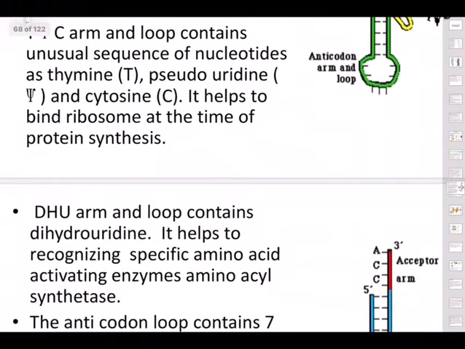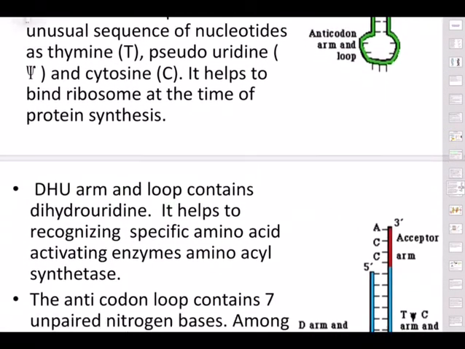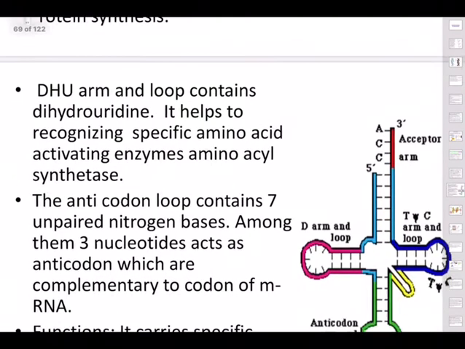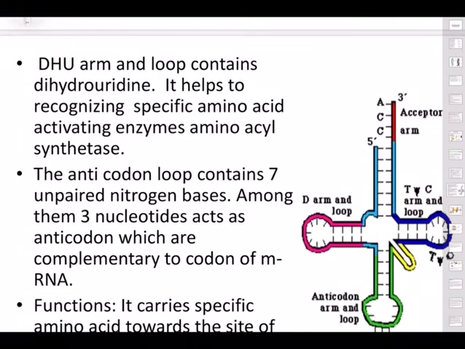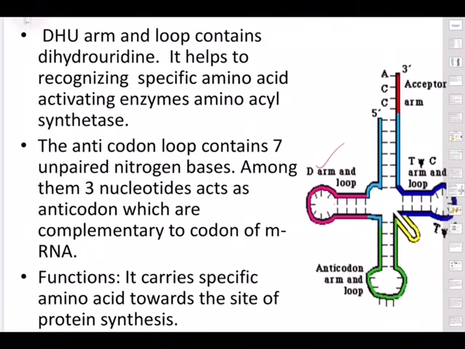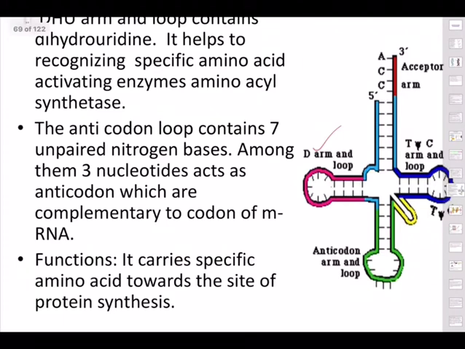And then you get the DHU arm. The DHU arm and loop contain dihydrouridine, that's how DHU. It helps to recognize specific amino acid activating enzymes, particularly aminoacyl synthetase. As all of us know, enzymes play a very crucial role in any reaction.